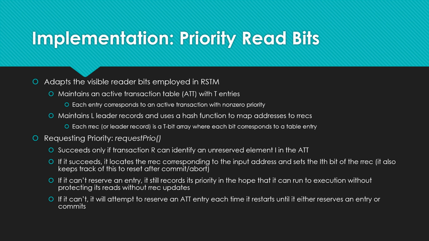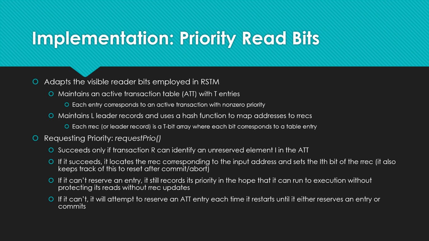So the API that they effectively present here has a couple main functions, the first of which is request prio, or for requesting priority. Now this succeeds only if a transaction can identify an unreserved element i in the transaction table. If it's able to, it locates the RREC corresponding to the input address and sets the ith bit of that RREC. It also keeps track of this so that it's able to reset that bit after it's done with its commit or if it's aborted.